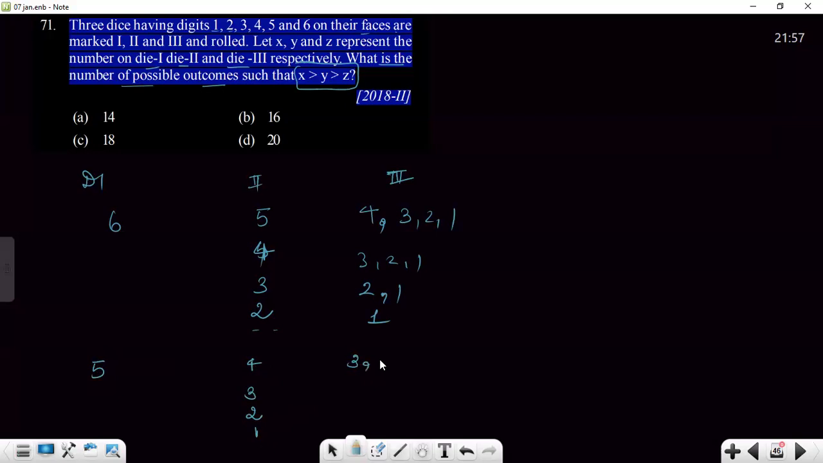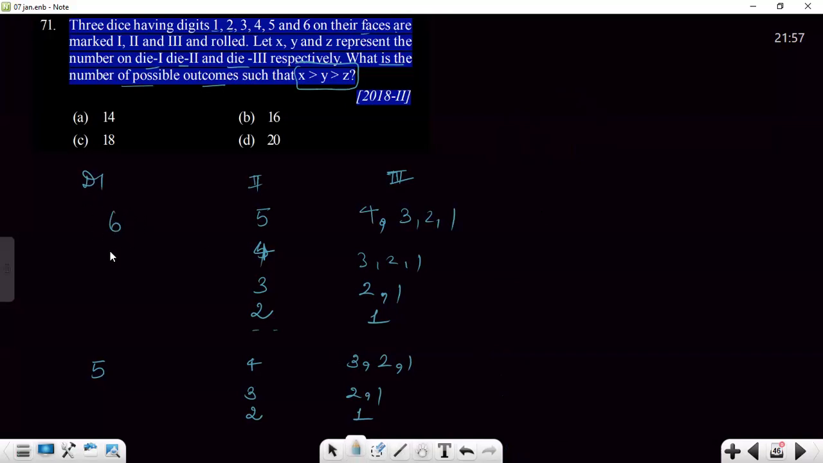With 4, there can be 3, 2 and 1 possible outcomes. With 3, there can be 2 and 1. With 2, there is only 1, and 1 will not exist because there's nothing less than 1. Similarly for 4. So instead of writing about everything, let's observe a pattern here, and maybe we can conclude something regarding that.